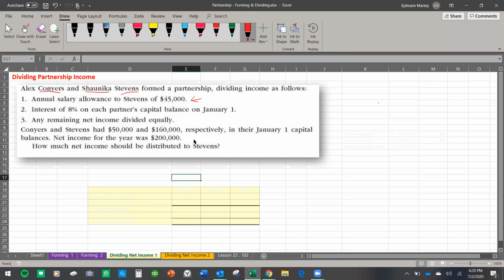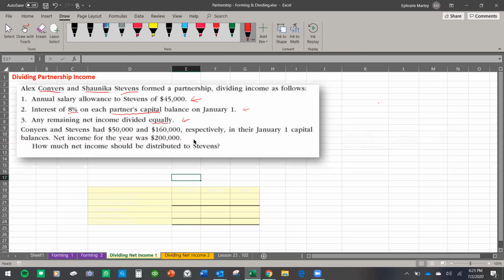Interest will be on their capital. So there is something happening with their capital balance. They're going to get 8% interest on whatever amount the capital of those partners was. And then the remaining will be divided equally.